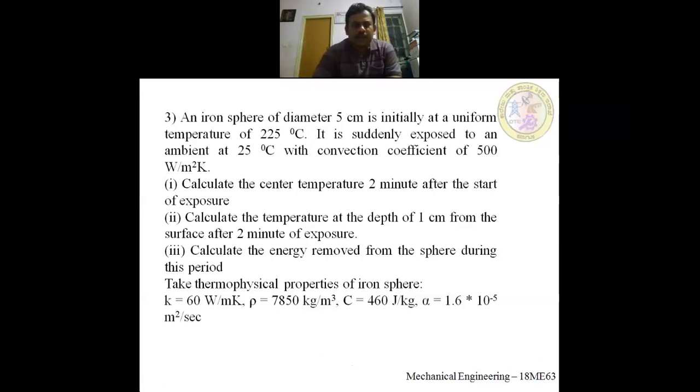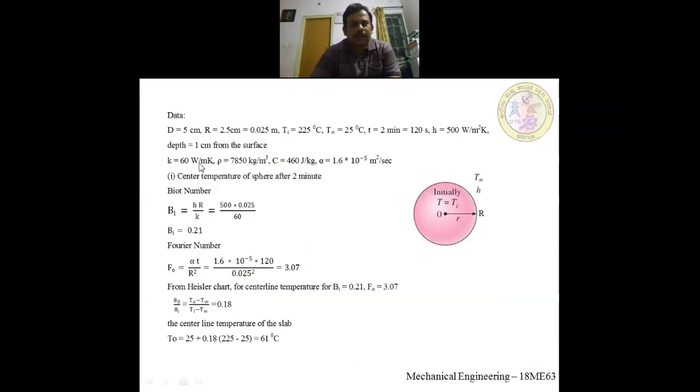Okay, they have given. Okay, let us try to see the data. See, this is a sphere, and for diameter they have given 5 centimeter. Radius will be 2.5 centimeter. Okay, at the center the r value is 0, that is small r will be 0, and r will be equal to capital R on the surface. On the surface, okay, and this sphere is subjected to boundary condition of h and T infinity. Okay, initial temperature they have given, that is Ti 225 degrees Celsius, and then the surrounding temperature is 25 degrees, or ambient temperature T infinity. Time they have asked for 2 minutes.